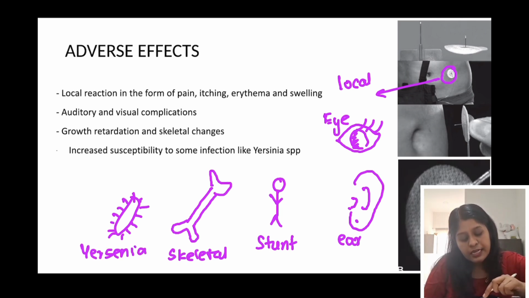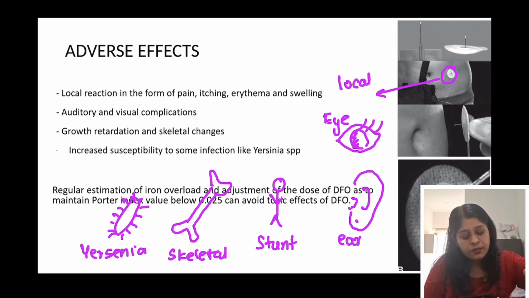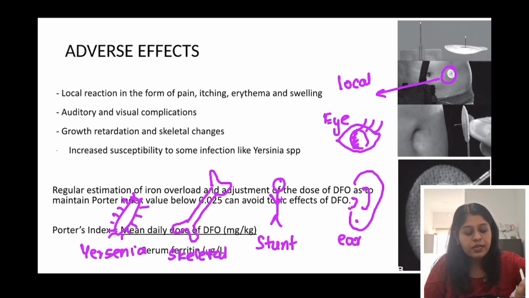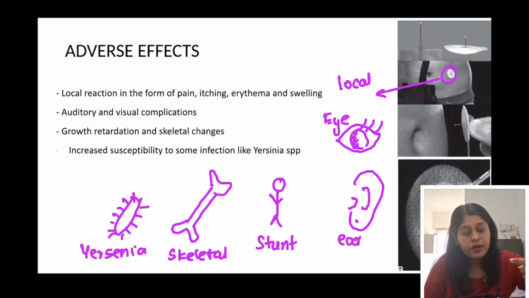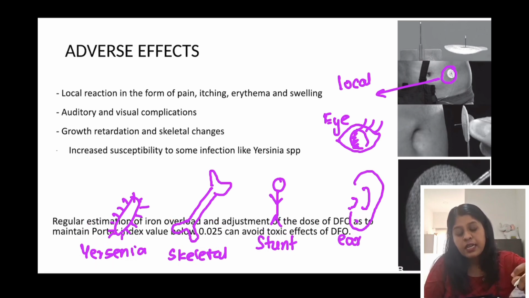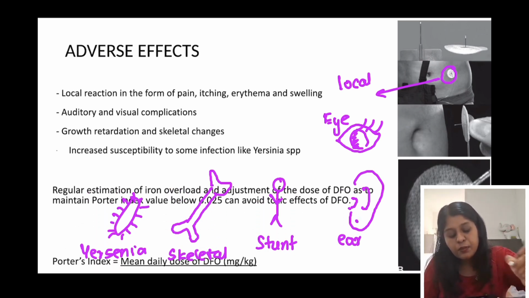So regular estimation of iron overload and Porter's index. The dose is guided by the serum ferritin level, so you can know the quantity of desferrioxamine required.